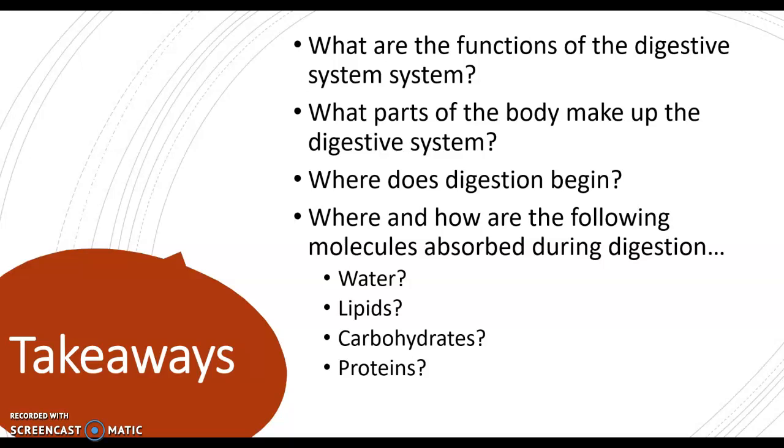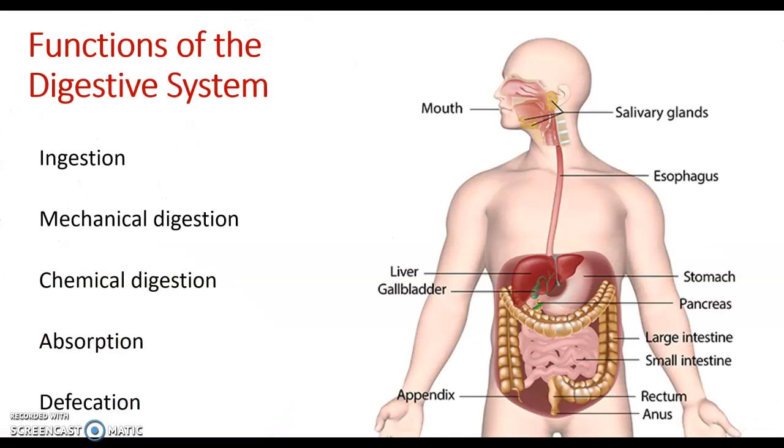And then we should be able to describe where and how the following molecules are absorbed during digestion, specifically water, lipids, carbohydrates, and proteins. Those are all going to be absorbed at different points throughout the process of digestion. So you should be able to name the organ or part of the digestive system that does that for each of those. Just like all the body systems, let us start with the functions of the digestive system.